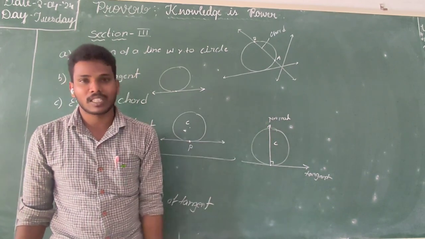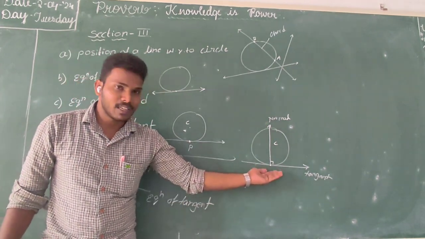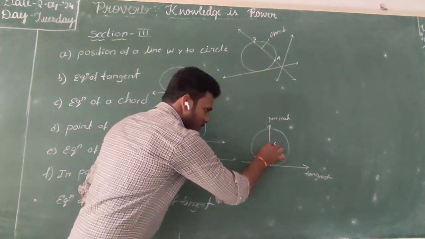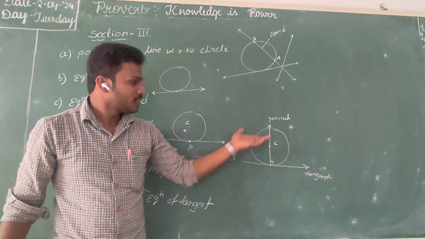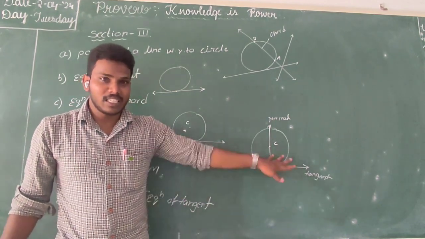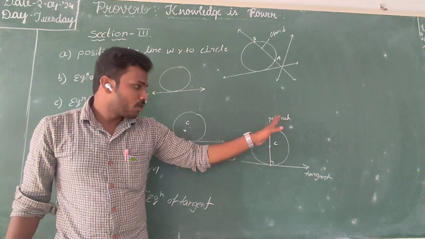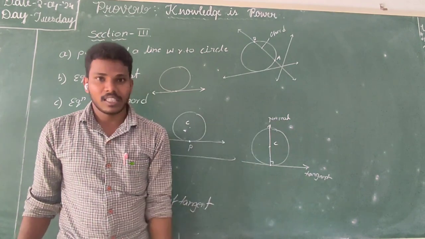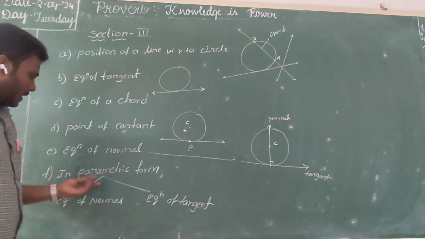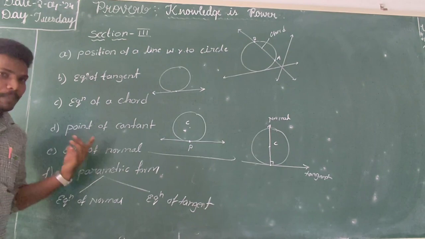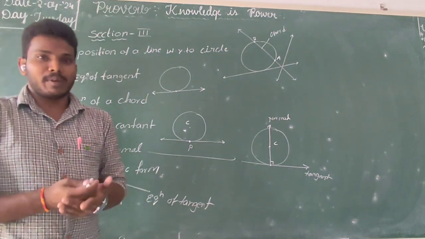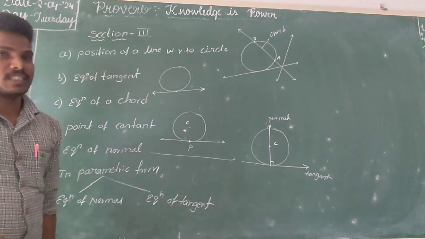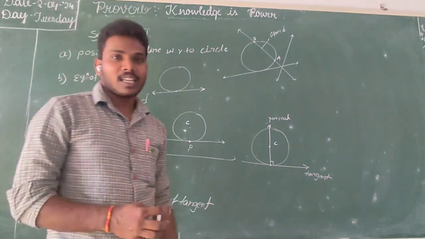The perpendicular line equation in the straight lines, we know the concept. If a line is given, slope concept and center, we know. The center of the circle we also get from the equation of circle. Then we can find the equation of normal very easily. So equation of tangent, how to find equation of normal, how to find point of contact, how to find that chord equation. So these things. Next one, in parametric form. In parametric form means we are involving the trigonometric ratios. In parametric form, how to find the equation of normal, how to find the equation of tangent. So this is the section 3 content.